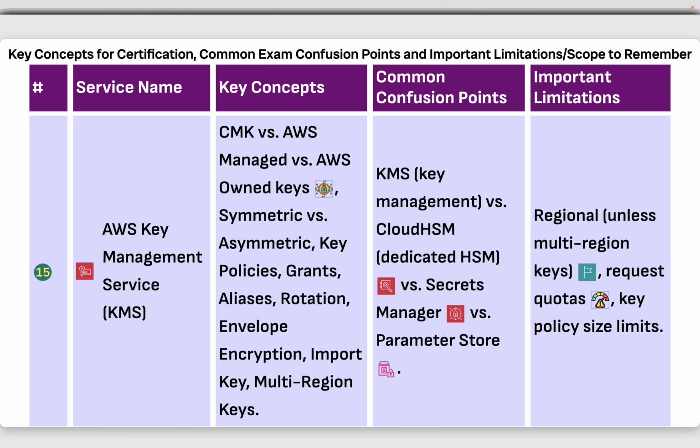AWS Key Management Service, KMS. Key concepts are CMK, which is Customer Master Key, versus AWS managed, versus AWS owned keys. And then we have symmetric versus asymmetric keys, key policies, grants, aliases, rotation, envelope encryption, import key, and multi-region keys. Exam confusion can be KMS, which is for key management, versus CloudHSM, which is a dedicated hardware security module, versus Secrets Manager versus Parameter Store, which is mostly for secrets. And limitations: it's a regional service unless we have multi-region keys. Then there are some request quotas and there are key policy size limits.